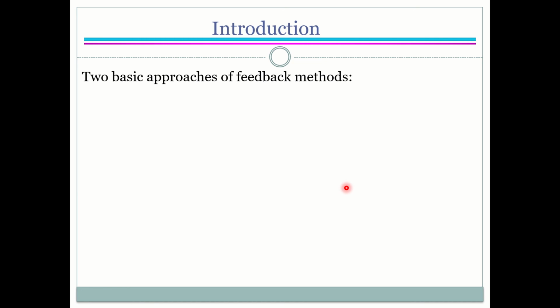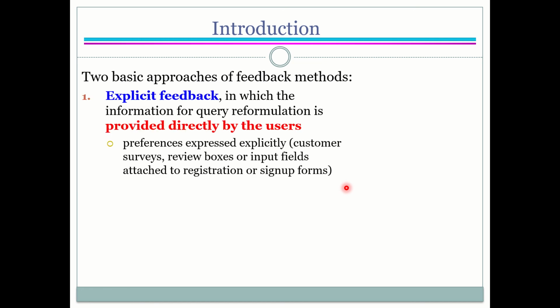There are two basic approaches of feedback. One is called explicit feedback, in which we get the feedback directly from the customer or from the user, based on a survey given to them or based on the results given to them. They will give us input on which documents are important to them. This is very time consuming, as we get the input from them directly.